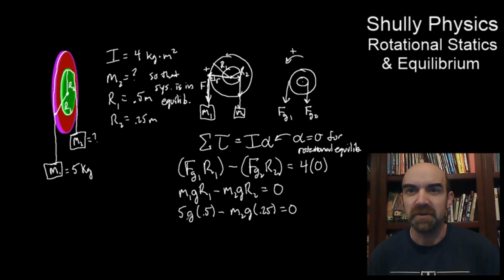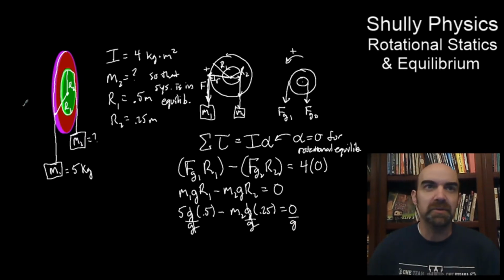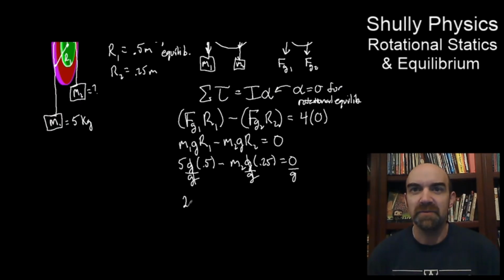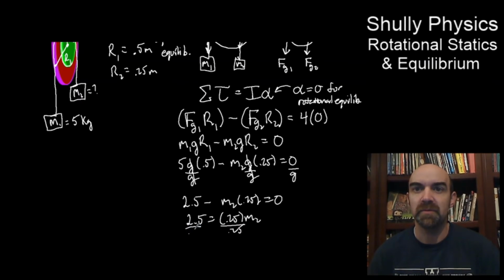And here's my secret. If we divide all these terms by G, those G's cancel. It turns out regardless of what planet we're on, we're going to get an answer here. 5 times a half is 2.5, minus m2 times 0.25 equals 0. We see that 2.5. If we add m2 times 0.25 to both sides and divide by 0.25, we are going to get a mass 2 of 10 kilograms.